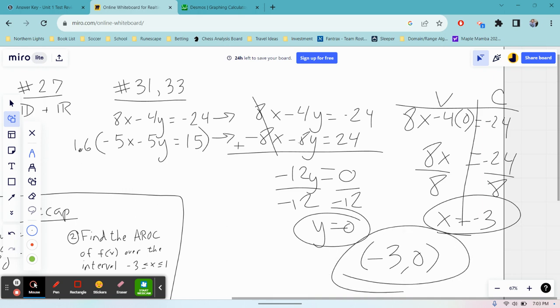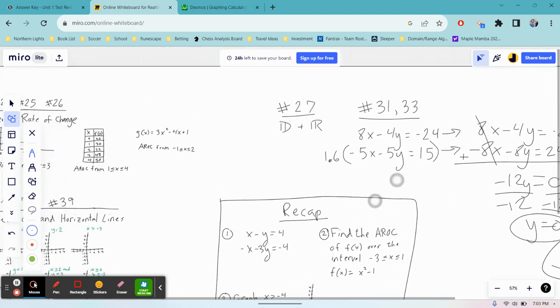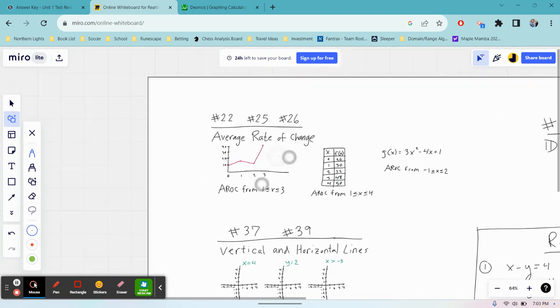So just don't mistake x equals 0 or y equals 0 with no solution. They're not the same thing. Only if you are left with one constant equals another constant are you going to see something like that.